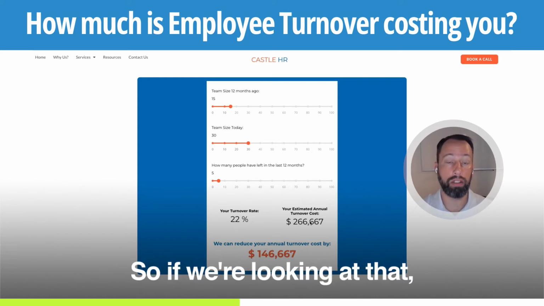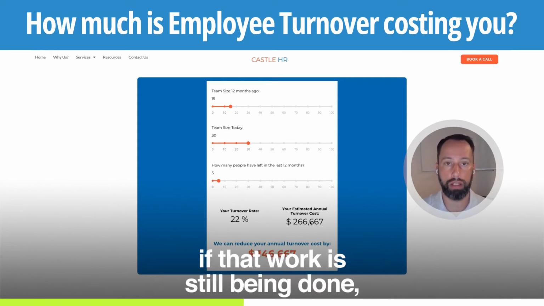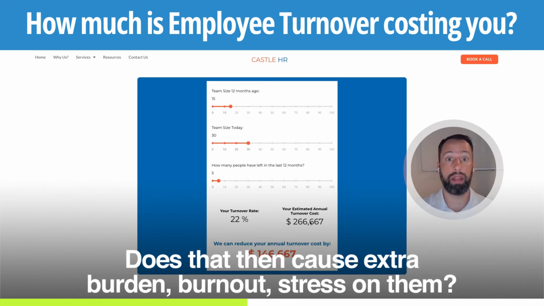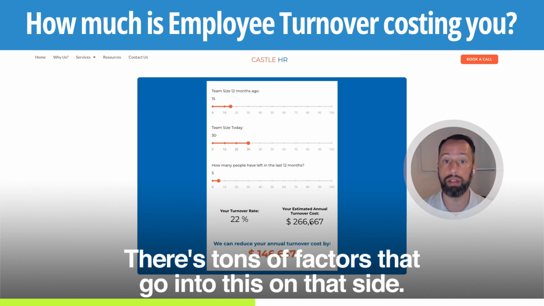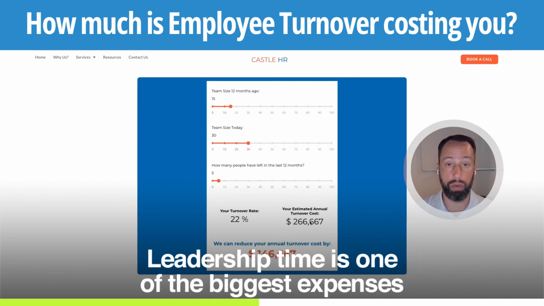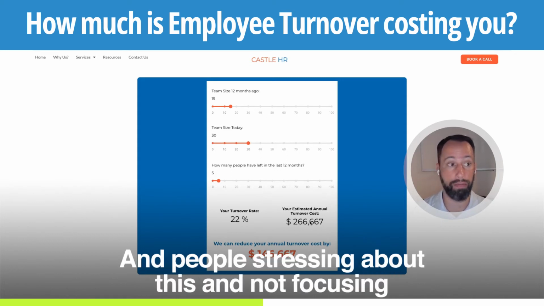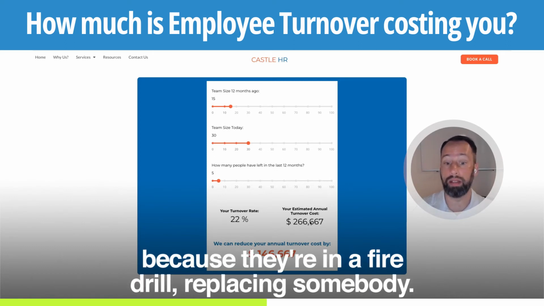You also need to consider that when somebody leaves, if that work is still being done, it is passed on to other members of your team. Does that cause extra burden, burnout, and stress on them? Does that have a ripple effect of them leaving? There are tons of factors that go into this. Leadership time is one of the biggest expenses that we see, with people stressing about this and not focusing on other areas of their business to grow because they're in a fire drill replacing somebody.